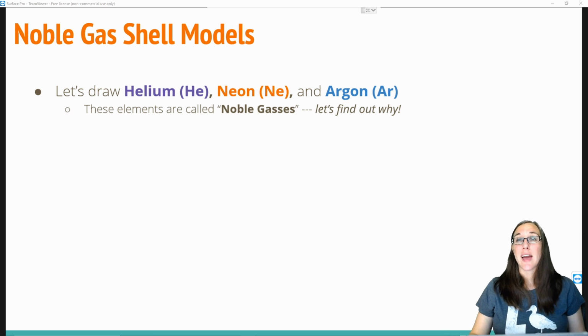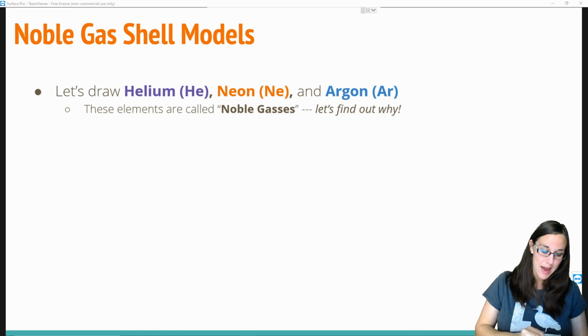Let's check out the noble gases. There's something very special about noble gases and their shell models, and we'll see why once we draw them out. Hopefully you'll be able to see the pattern here as well.